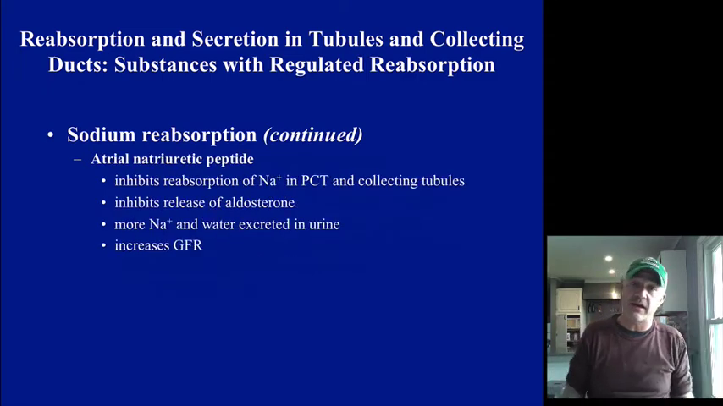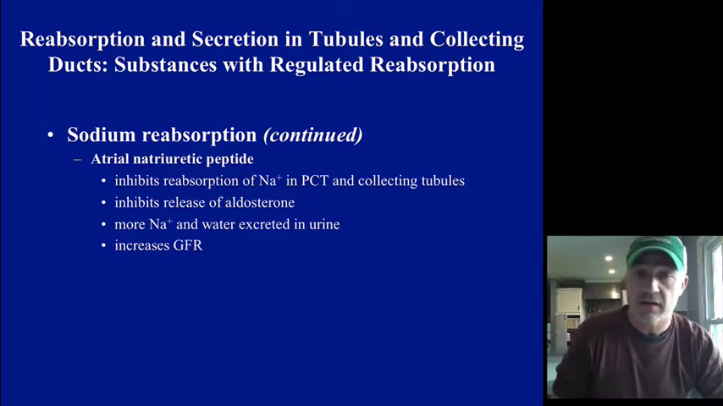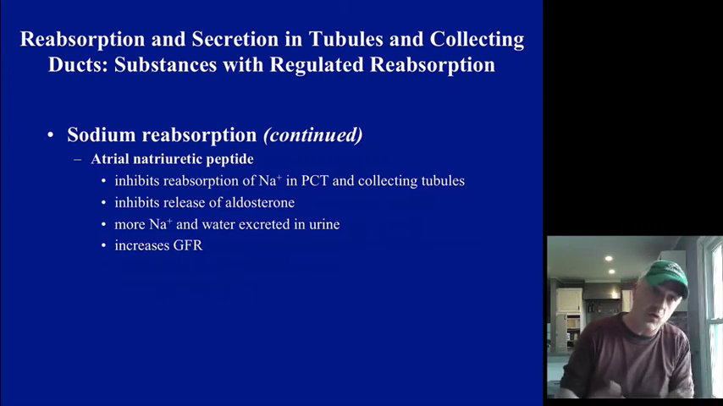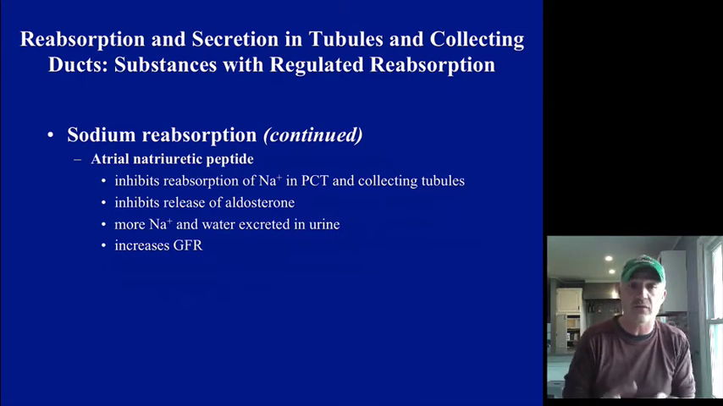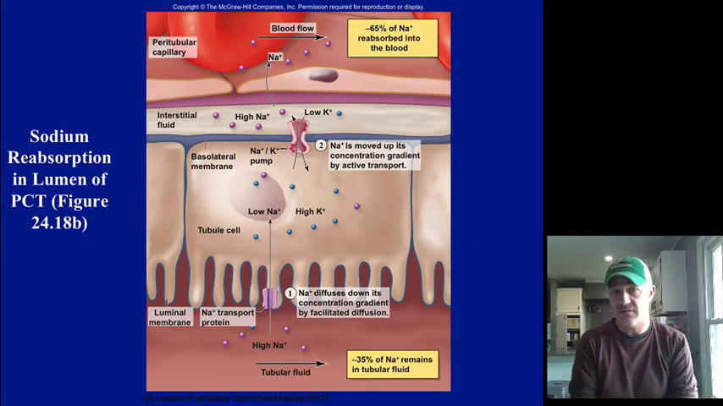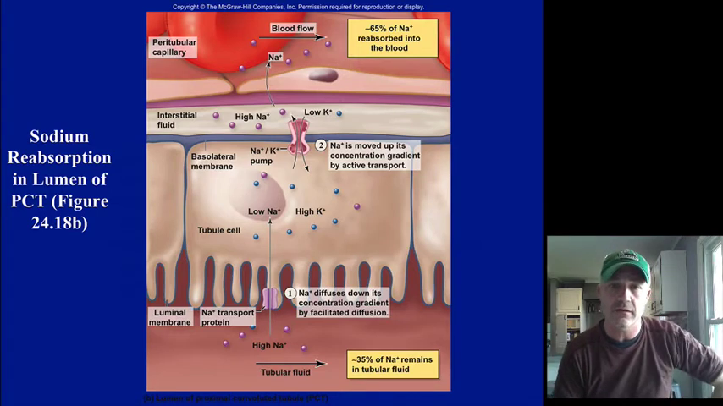Atrial natriuretic peptide is actually going to do the opposite of this. It inhibits the release of aldosterone and inhibits reabsorption of sodium, which means sodium stays in that filtrate, which means more of the water stays in that filtrate. And we're going to get increased filtration rates and we're going to increase urine formation. And again, this is just the figure showing this. We're pumping a decent amount out, but like I said, we are still going to lose some sodium generally in the urine.